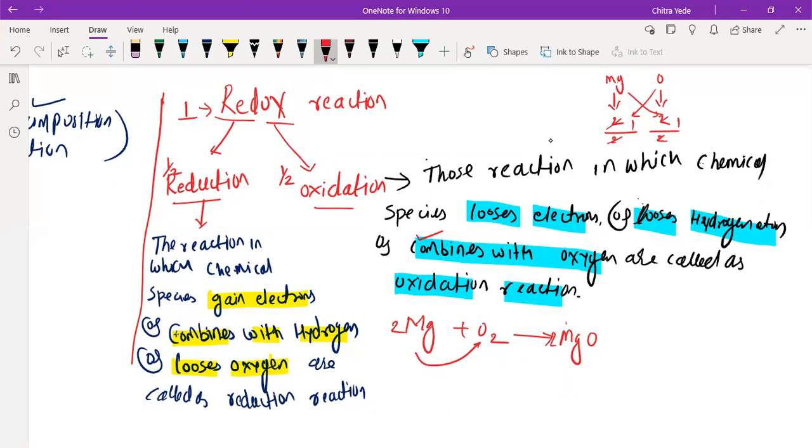If we will burn carbon, then carbon will form carbon dioxide, means carbon will gain oxygen or combines with oxygen. So it is again oxidation reaction. Now, suppose we will take the example of CH3 single bond CH3. It is ethane. You know now it is ethane.